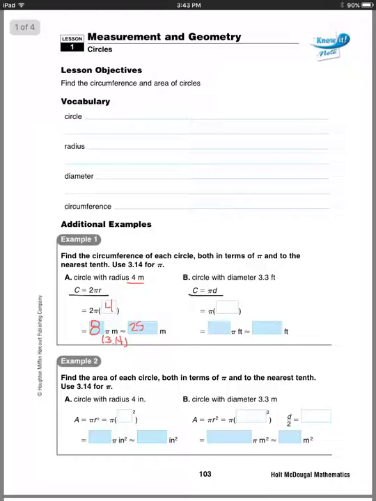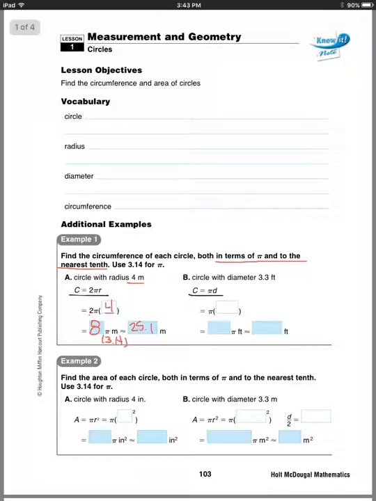So the directions say in terms of pi and to the nearest tenth. In terms of pi is when you multiply 2 times the radius and leave the pi sign on there. So 8 pi is in terms of pi, and then 25.1 is to the nearest tenth.